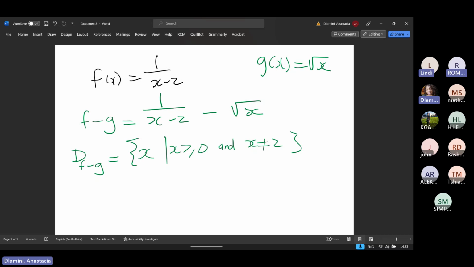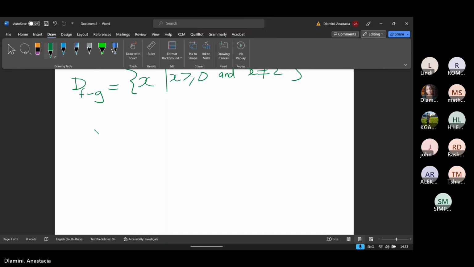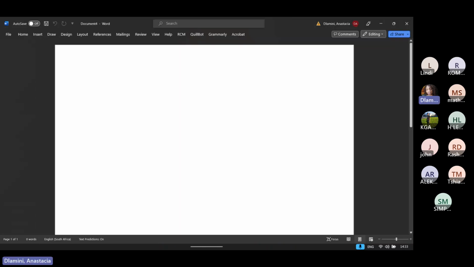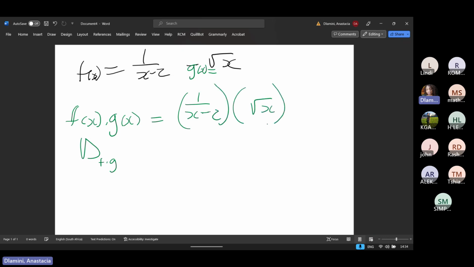Thank you. I need a new page for this one. So we have f of x is 1 over x minus 2, and g of x is the square root of x. Now, f of x times g of x. It means you are taking f of x and multiplying these two functions together. Please give me the domain of f of x times g of x.